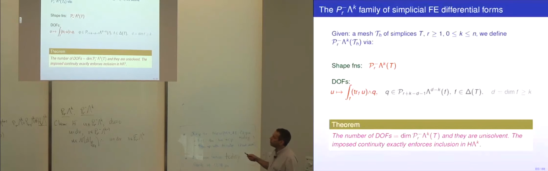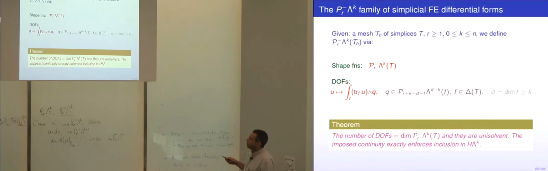And then the degrees of freedom are given by this formula, which is very similar to the formula we had for Lagrange finite elements. On a face f of dimension d, you take the trace of the function and you wedge it with a d minus k form. Why a d minus k form? Well, this is a k-form and this is a d minus k form, so if you wedge them together you get a d-form, which is the only thing that you can integrate over a d-dimensional simplex. So you don't have to remember that it's d minus k, it's the only thing that makes sense.